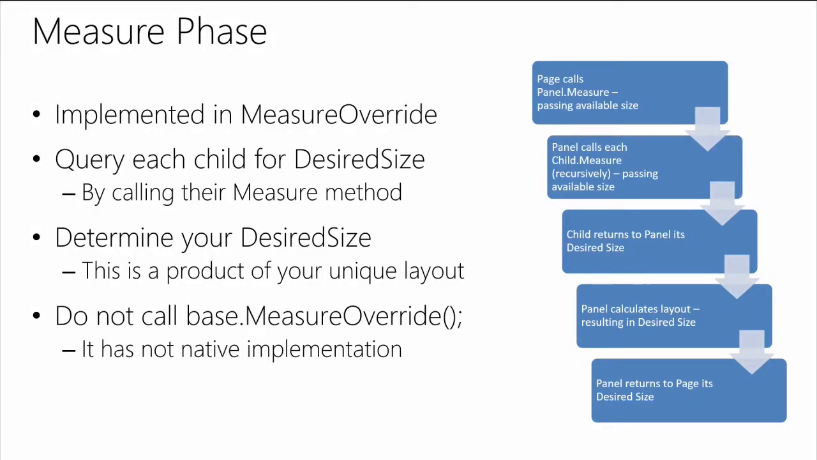Anything else in measure we need to figure out real quick? The only main thing was we don't need to call the base measure override. Ah, that's right, because it's just sitting there waiting to be overridden. Yep. Apparently, it has no native implementation. That's exactly right.